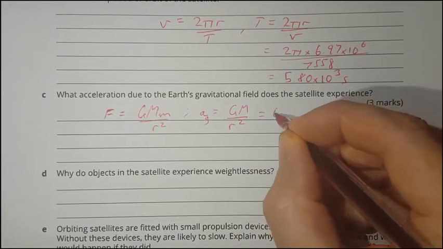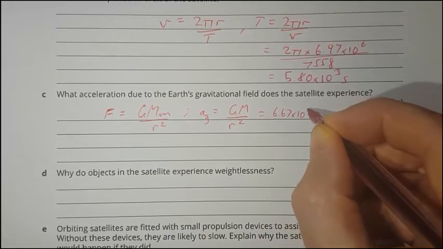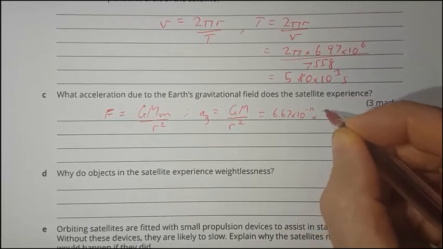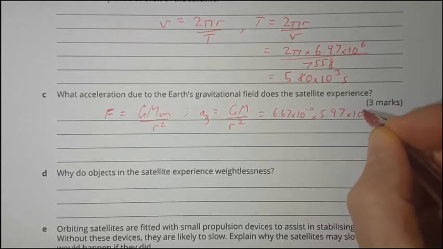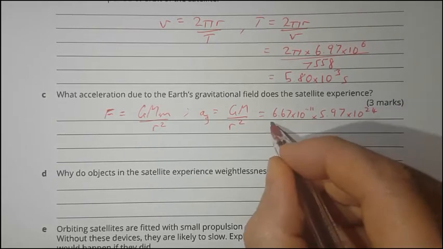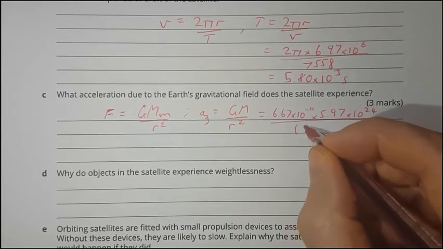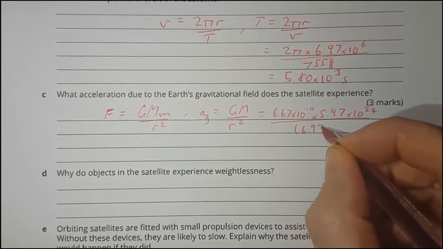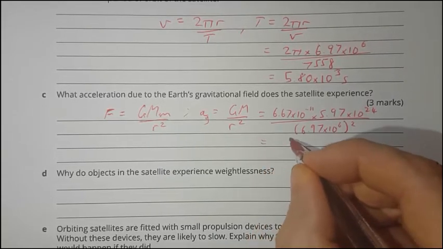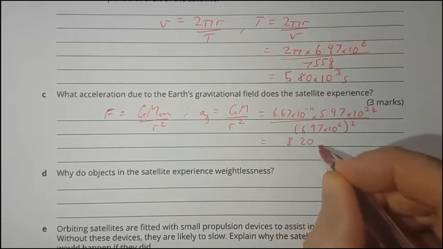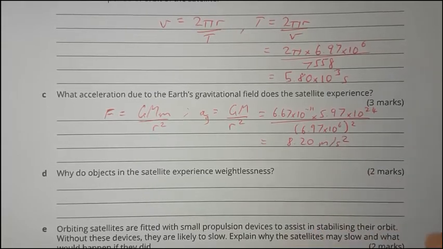So you end up with 6.67 times 10 to the negative 11 times 5.97 times 10 to the 24, over 6.97 times 10 to the 6 squared. Put that in your calculator, and you should end up with 8.20 meters per second squared.